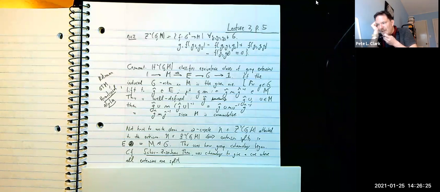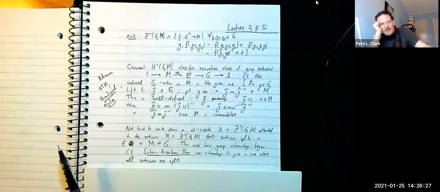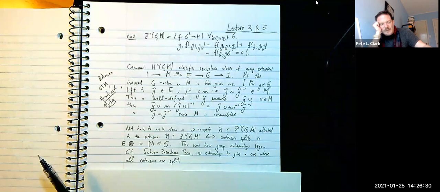You probably know what it means for something in an abelian category or something to split, but these are non-commutative groups. So what does that mean? I mean, it means a similar thing.